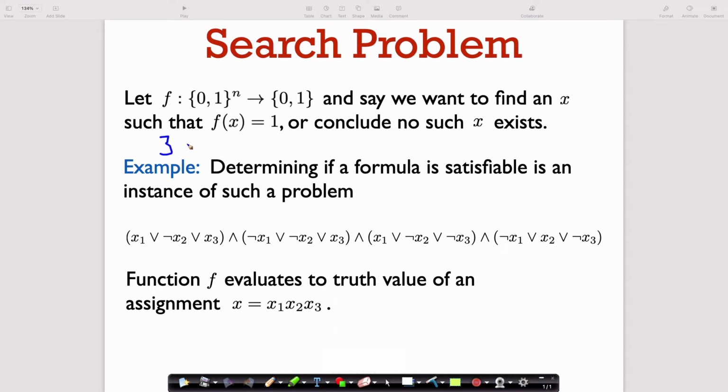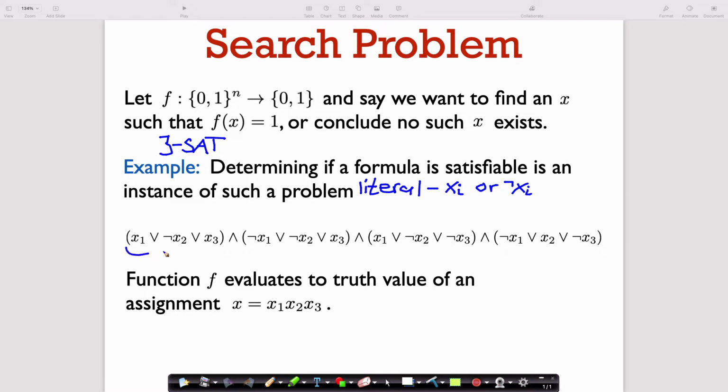Okay, so I have an example of that here. And to describe this example, let me define a few terms. Okay, so we're going to start off with a literal. A literal is just a variable or its negation. Okay, so this is some xi or the negation of xi.